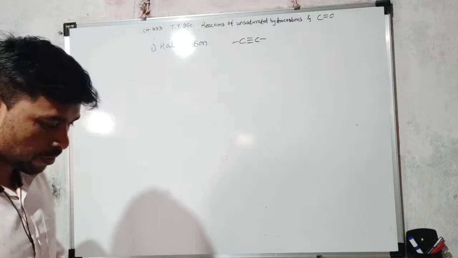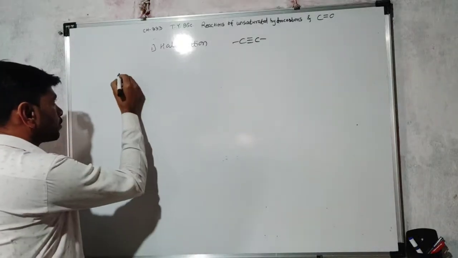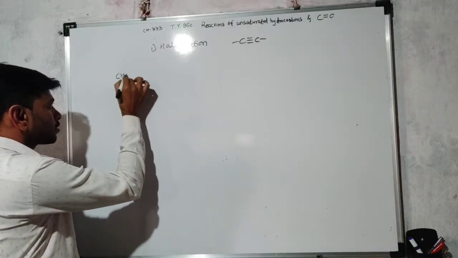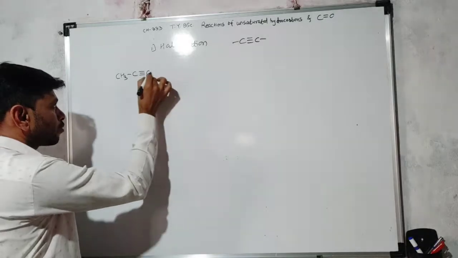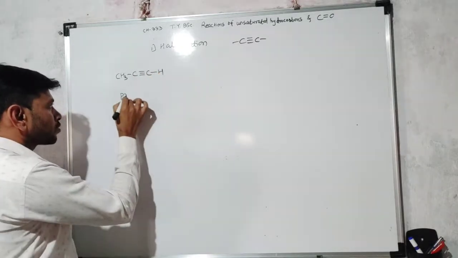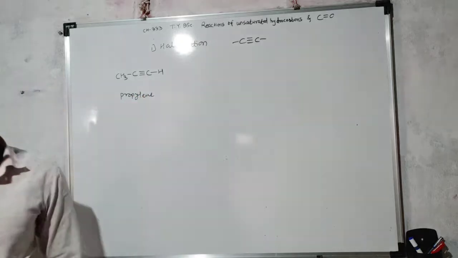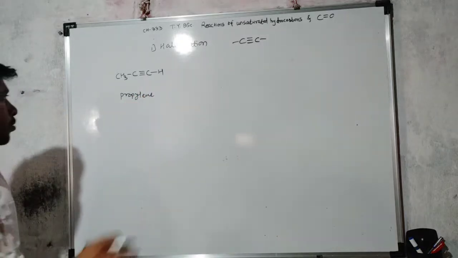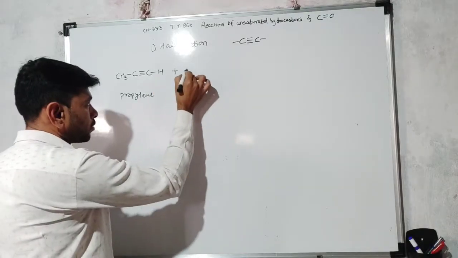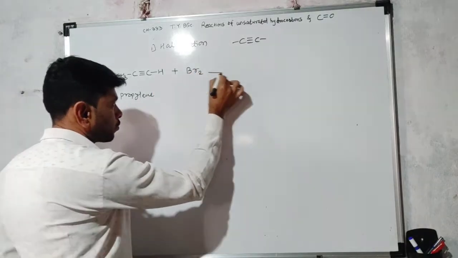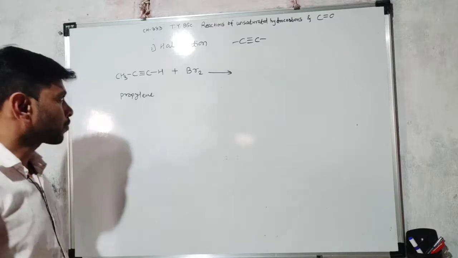Suppose we have taken an example here. So see the example: CH3-C triple bond CH. So we have taken here propyne for addition, where we are adding here Br2. Okay, addition of Br.